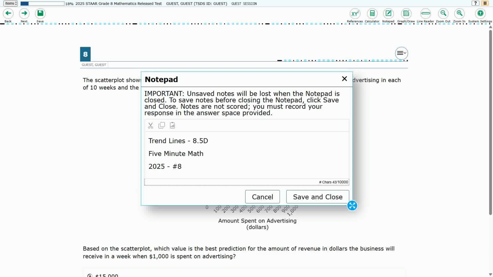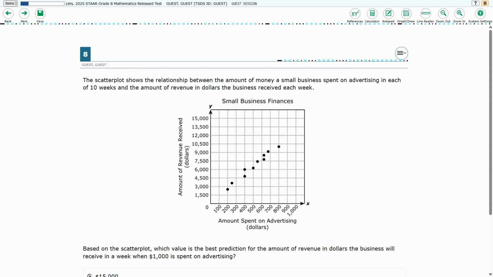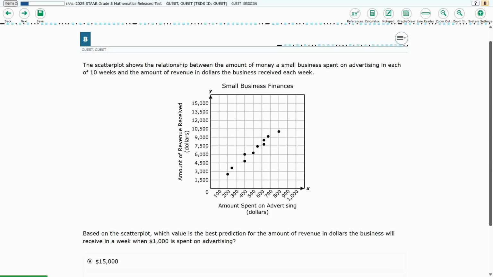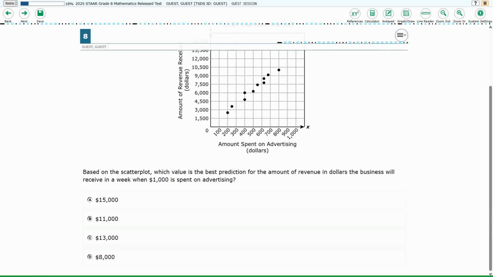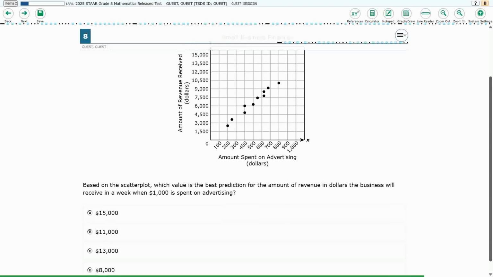Today we are looking at the 8th grade concept of trend lines. This is standard 8.5D in the great state of Texas, and we are using item number 8 of the 2025 released STAAR test. If you haven't done so already, please take a moment to pause the video, work this problem out on your own, unpause it, and we will look at our answers together.